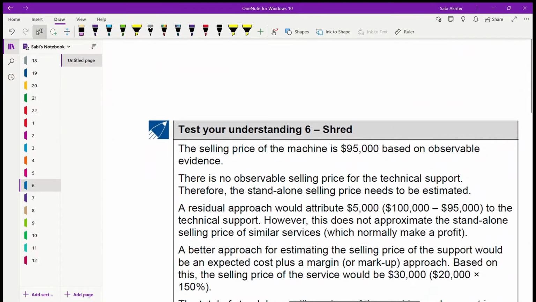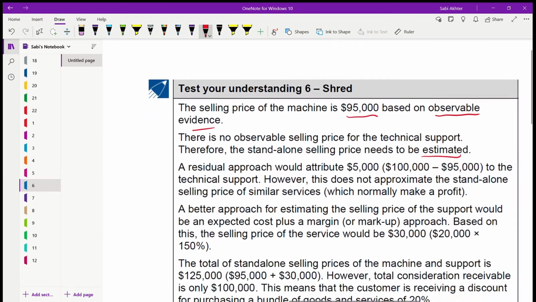The selling price of the machine is 95,000 based on observable evidence. There is no observable selling price for the technical support, therefore it is estimated. So as a result, what happened? A residual approach would attribute 5,000 only. Total transaction price was 100,000. From that, 95,000 is for the machinery, so you deduct, and 5,000 goes to the technical support.